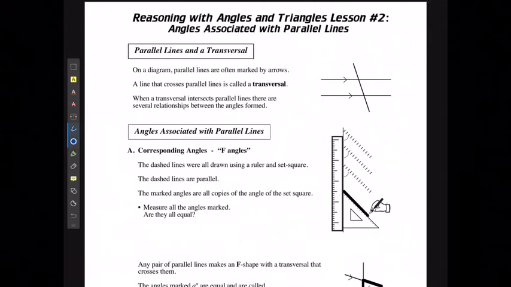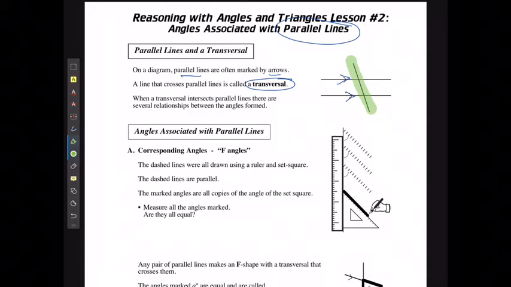Okay, so taking a look at the second part of the reasoning with angles and triangles, where we're going to look at angles associated with parallel lines. When we look at the definitions, parallel lines and a transversal on a diagram, parallel lines are often marked by arrows, which we can see here and here to indicate that they're going to be parallel. A line that crosses parallel lines is called a transversal. So this line that is running across both the parallel lines is my transversal.